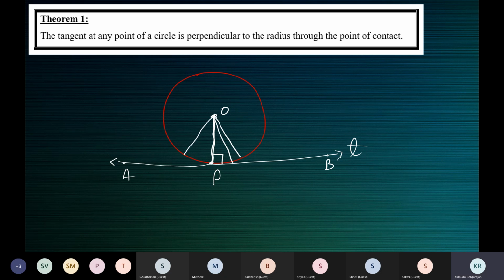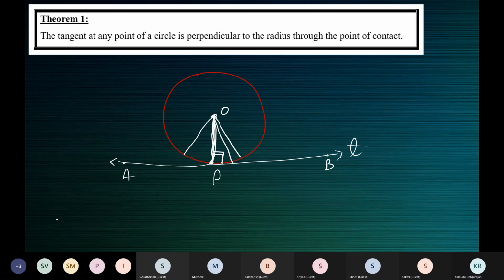So the radius through the point of contact: the tangent at any point of a circle is perpendicular to the radius through the point of contact. This is the point of contact. Through the point of contact, you take the radius. That radius is always perpendicular to the tangent. You take the tangent at any point of a circle.